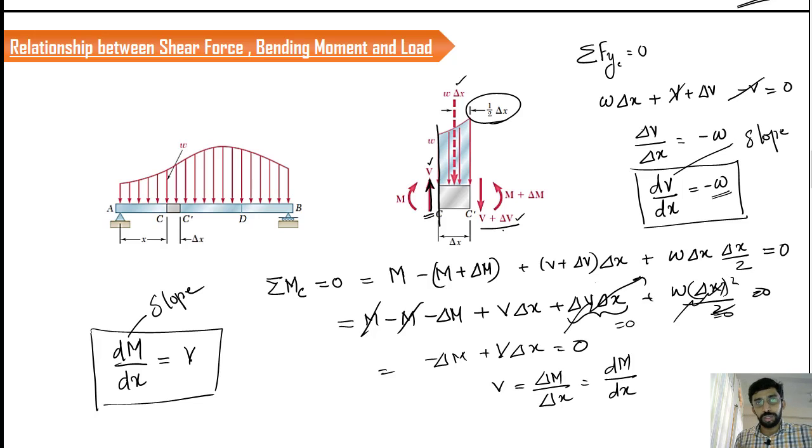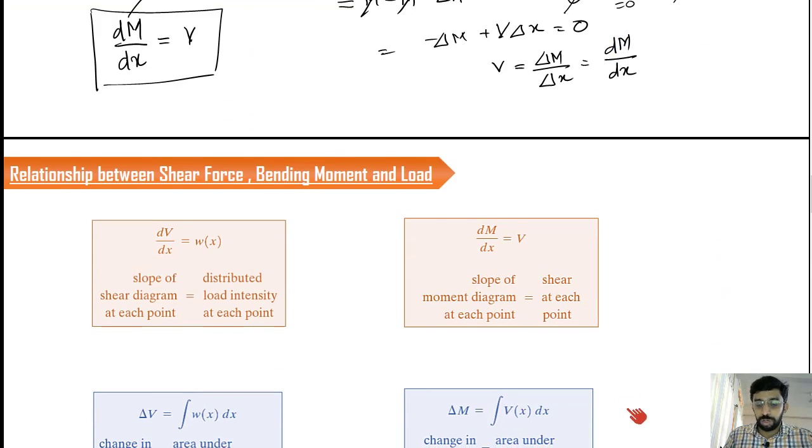So the slope of the shear force diagram will fetch you the load applied, and the slope of the bending moment will fetch you the shear force. So this slope concept will help you to understand the variation or the methodology to draw the shear force as well as the bending moments. So let us move forward to see some more interesting facts.